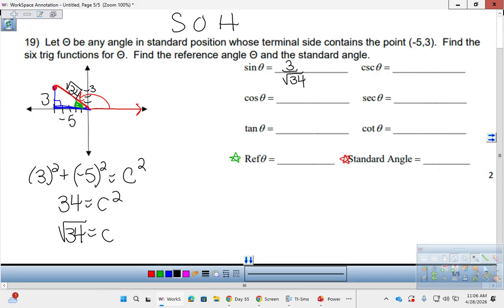This one, some of you forgot this on the quiz. I paired them perfectly next to each other for a reason. All I have to do to get this is flip that. Cosecant is the reciprocal of sine. So reciprocal just means flip the fraction. So this one, I'm going to flip the fraction.